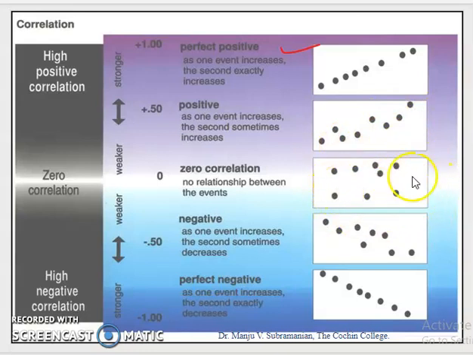We say that there is no relationship between the variables, and if it is going downwards, then it is called a negative correlation. And if it is going down and we are getting almost a straight line, if you are getting the spots in a straight line, then we call it a perfect negative correlation.